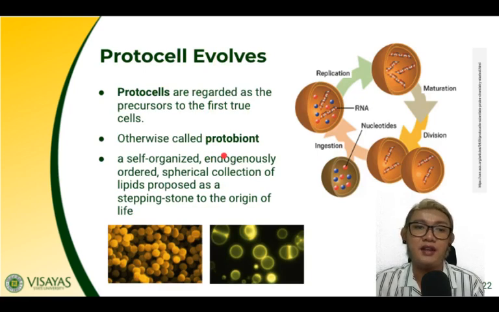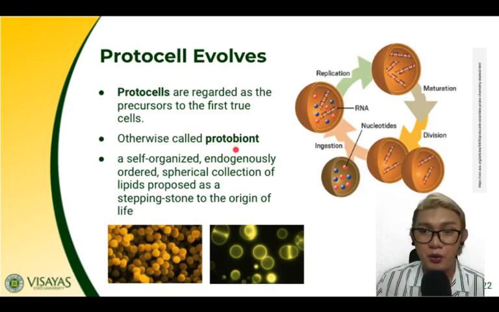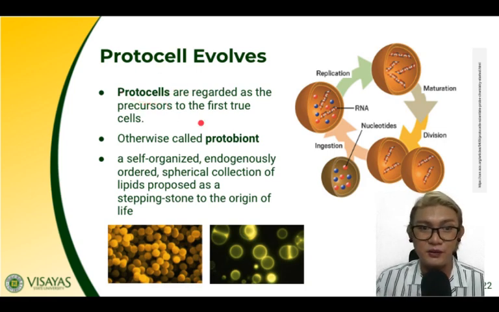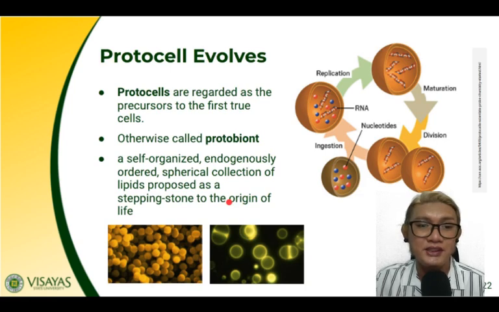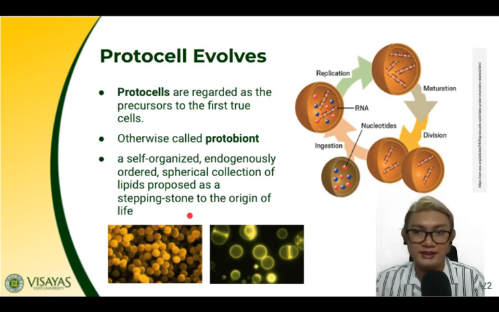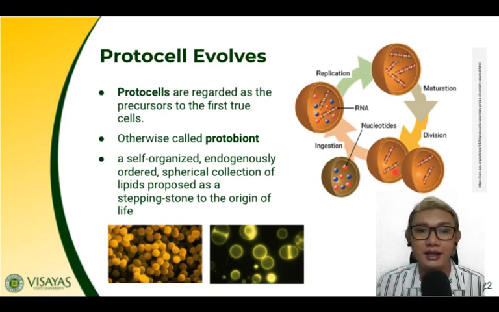Now, the very first aggregates of these polymers, or organic compounds, are believed to be the precursors that evolved before the first true cells. They are called protocells, also called protobionts. This is a self-organized and endogenously ordered spherical collection of lipids, proposed as a stepping stone to the origin of life. They look like bubbles. The environment inside these protocells, where the polymers aggregated, gave a conducive environment for heredity to flourish.